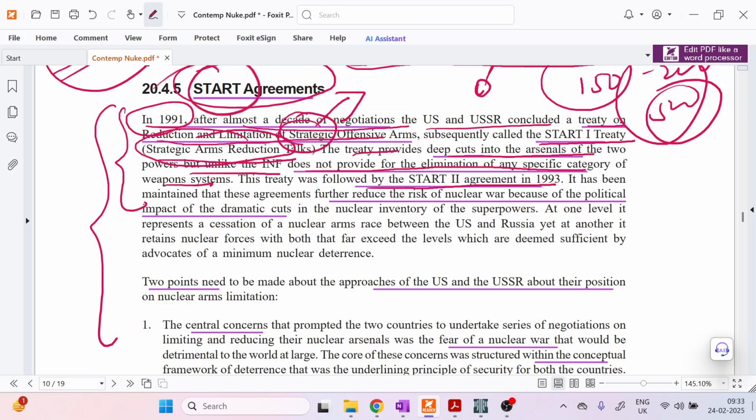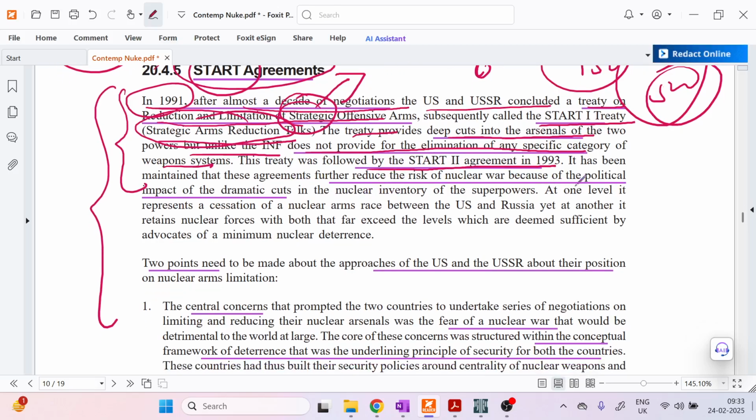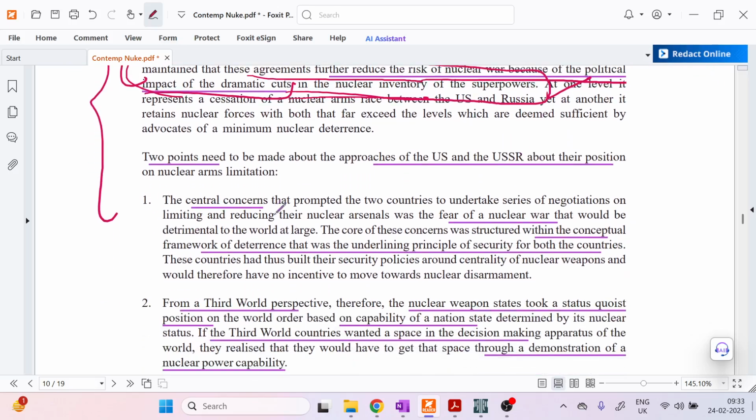So the START agreements talk about reduction of arms on mutual terms, and it has been maintained that these agreements further reduce the risk of nuclear war because of the political impact of dramatic cuts in the nuclear inventory of the superpowers. So here, nuclear inventory, nuclear arsenal, were reduced by considerable margins.